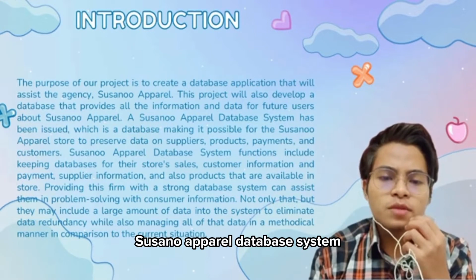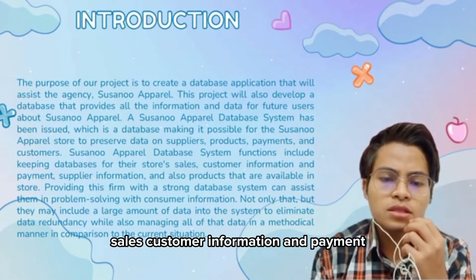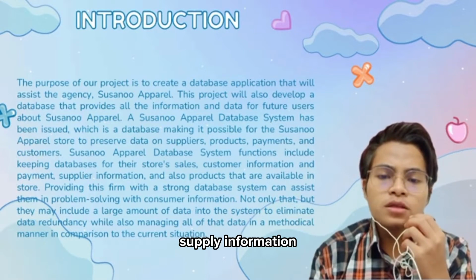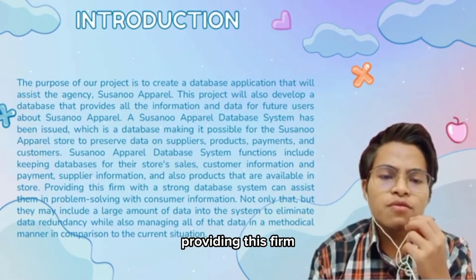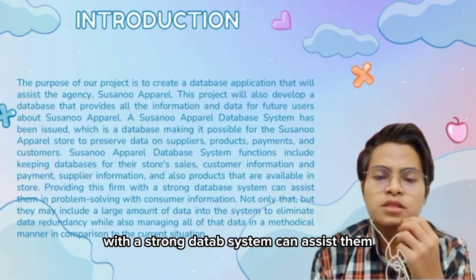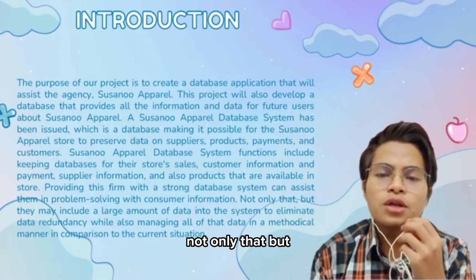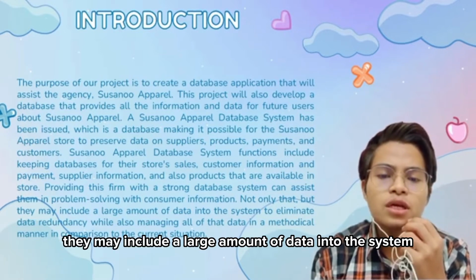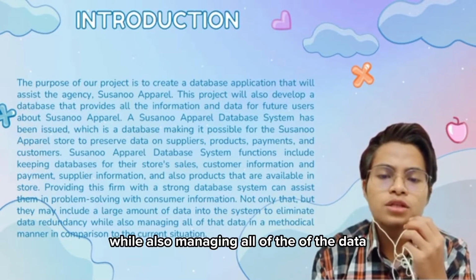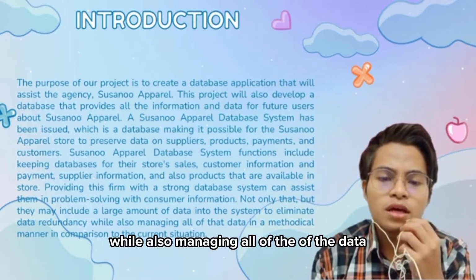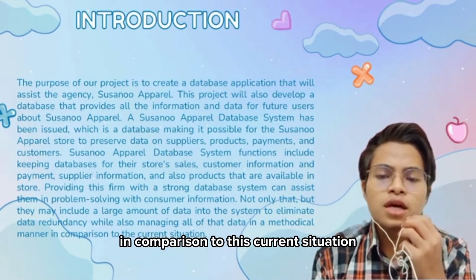Susano Apparel database system functions include keeping a database for their store sales, customer information, payment, supplier information, and also products that are available in store. Providing this firm with a strong database system can assist them in problem solving with consumer information. Not only that, but they may include a large amount of data into the system to eliminate data redundancy, while also managing all of that data in a methodical manner in comparison to the current situation.